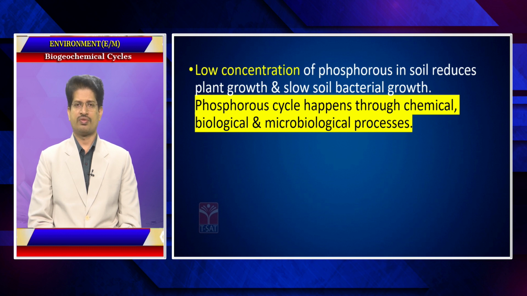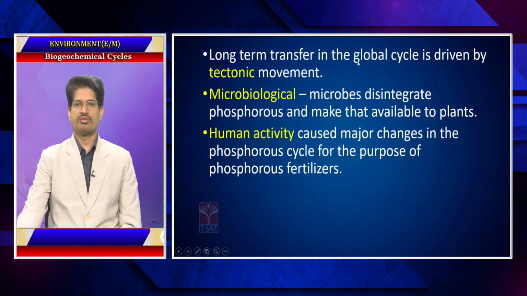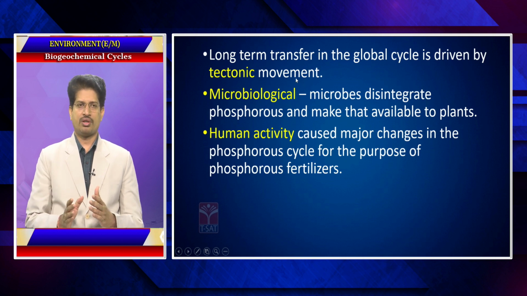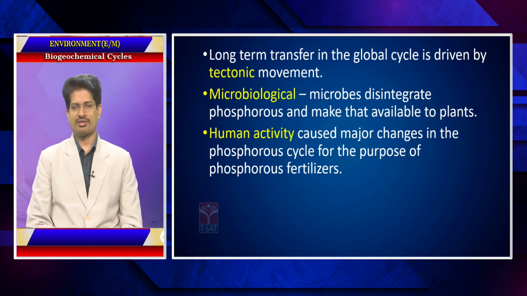Low concentration of phosphorus in soil reduces plant growth and soil bacteria growth. So, the phosphorus cycle happens through chemical, biological and microbiological processes. Long-term transfer of the global cycle is driven by tectonic movement. What happens is that the uppermost lithospheric plates, the crustal plates, move from place to place. Because of this, it leads to volcanic activity at the boundaries. Volcanic activity at the boundaries of the plates and at any other fracture zones leads to the emergence of phosphorus from the rocks, so that it can be made available to the plants.